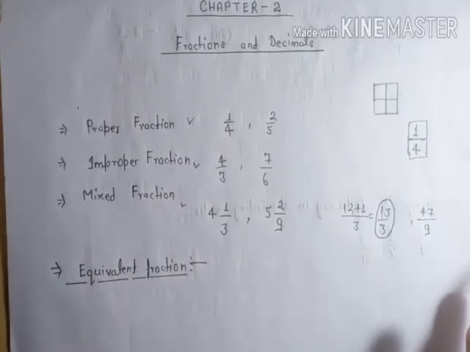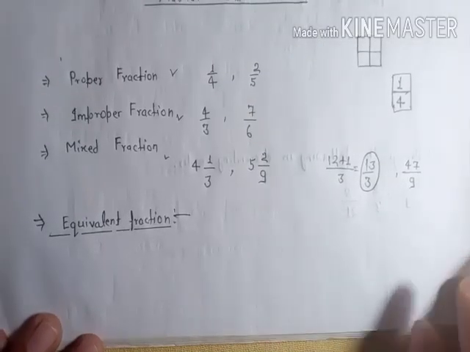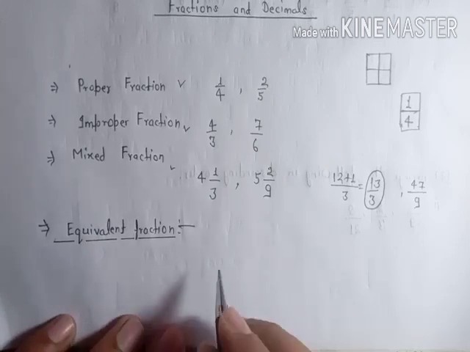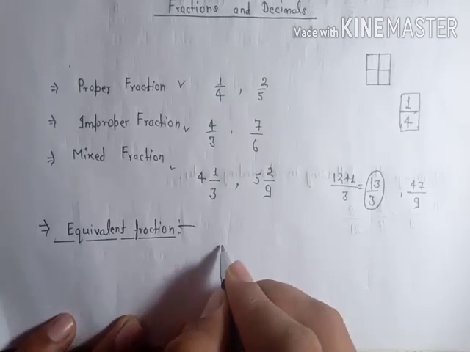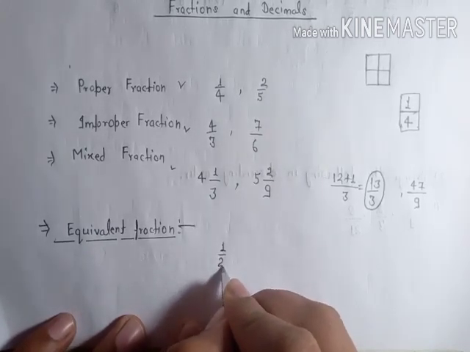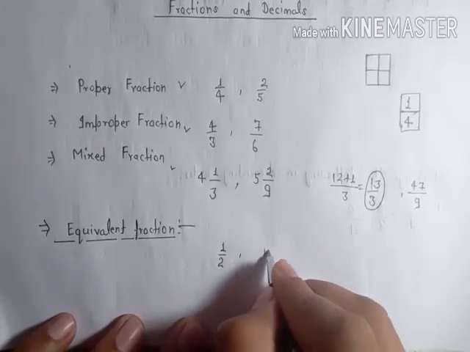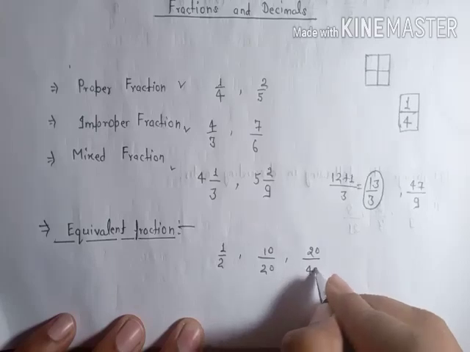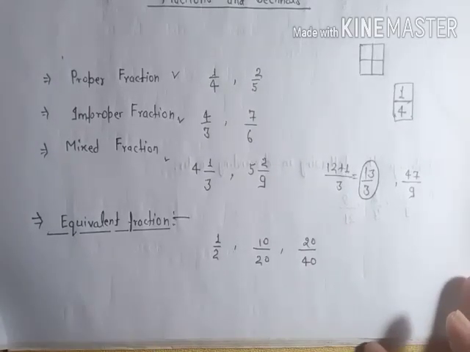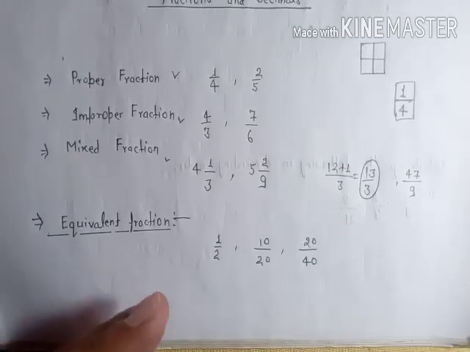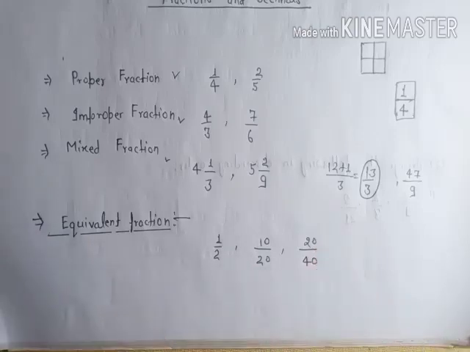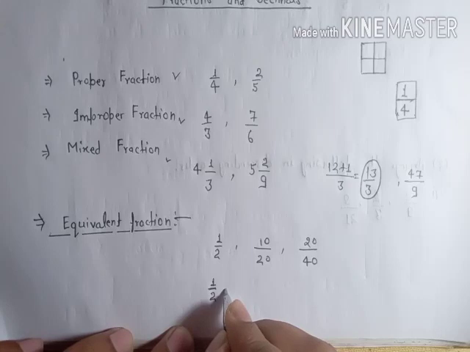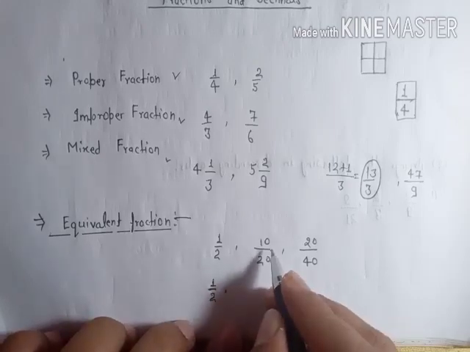Now we have equivalent fractions. What are equivalent fractions? Let's understand this by an example. We have 1 upon 2, 10 upon 20, 20 upon 40. Now try to get the simplified form of these fractions. This is 1 upon 2, because this is the least form of this fraction, and 10 upon 20 can be written by dividing both the terms by 10.